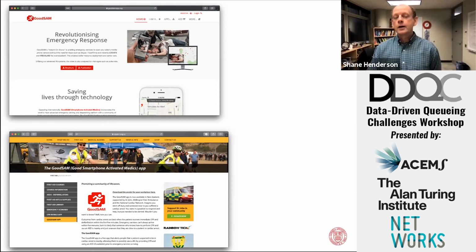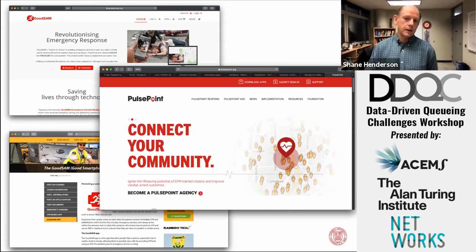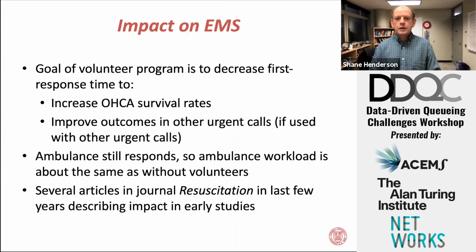And it's not just restricted to maybe the former Commonwealth or something. There's also another parallel effort called Pulsepoint in the US, and this is essentially the same idea. The goal of these volunteer programs is to decrease that first response time, to increase cardiac arrest survival rates. But it's not just cardiac arrest that these methods are being used for. It's also other kinds of urgent calls.